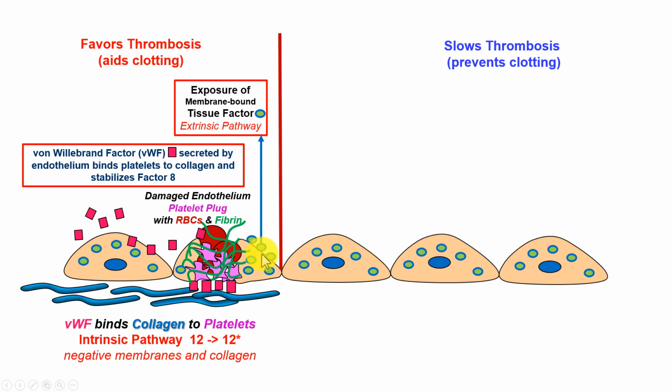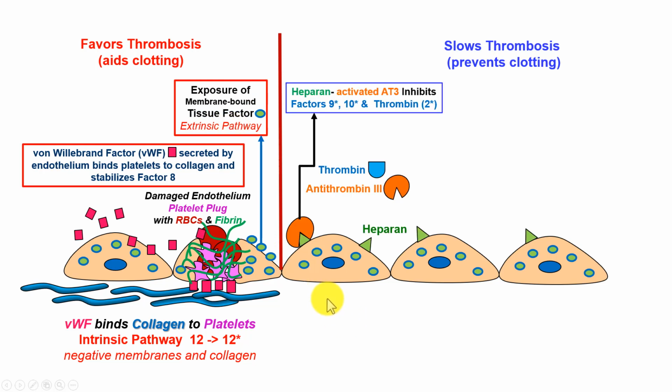Additionally, the release of tissue factor from the damaged endothelial cells results in the start of the extrinsic pathway, as given previously. Then heparan on the surface of endothelial cells, it's not as highly charged as heparin, and it binds to antithrombin 3. That activates the antithrombin 3 so it can complex with thrombin and inhibit it. And it also inhibits factors 9 and 10.